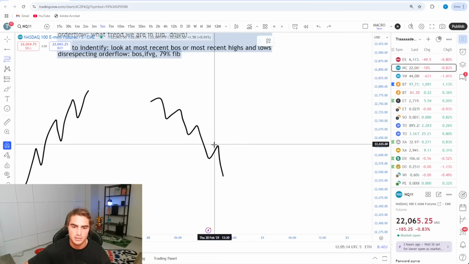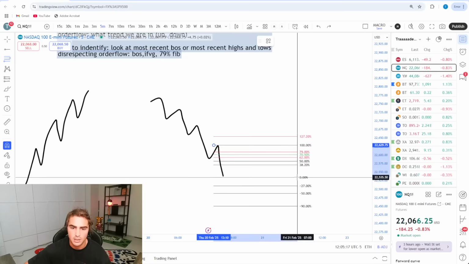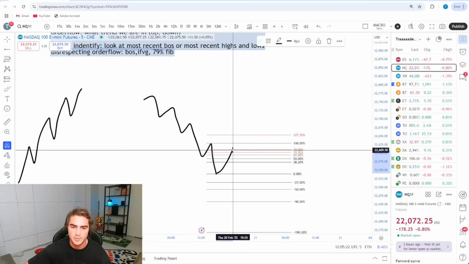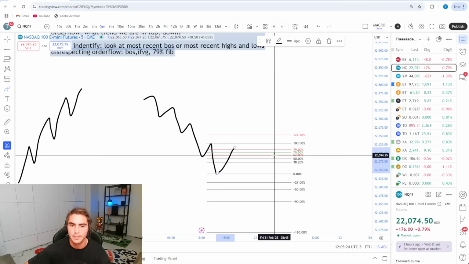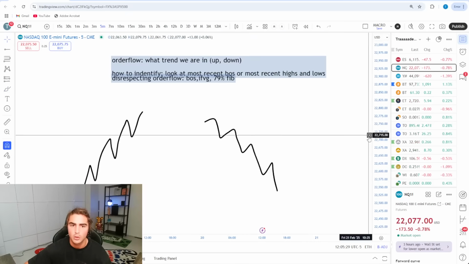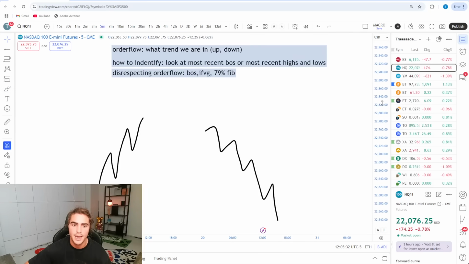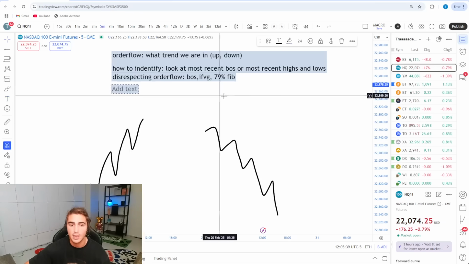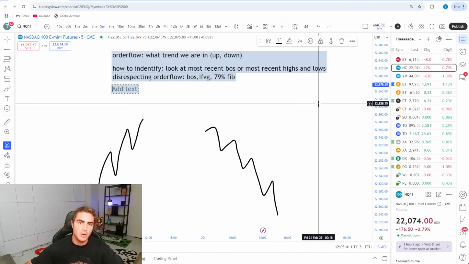And last but not least, we take it from the high down to the low. And then if price pushes past the 79% extension, it's pretty safe to assume that bearish order flow has been disrespected. Cool, cool. So now, how do we show that order flow is being respected? Because not only do we need to know how to identify bullish and bearish order flow, we also need to know how it gets disrespected, and then also, how does it get respected? And we're gonna put all of this together onto the charts so that you guys can become profitable traders.